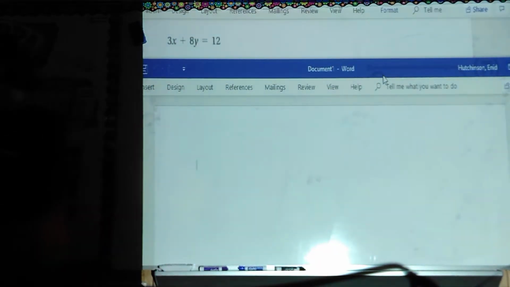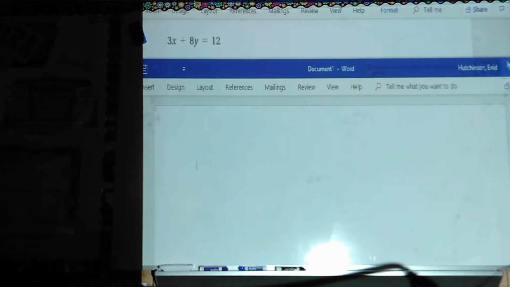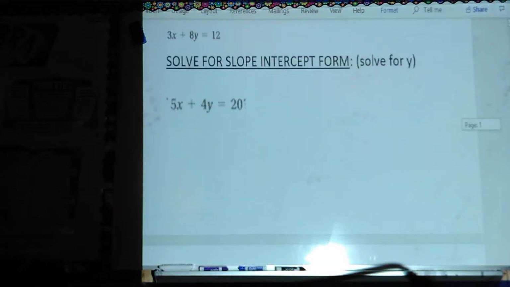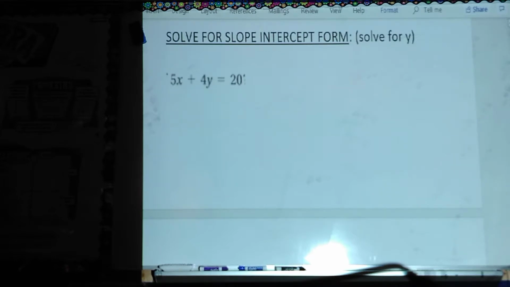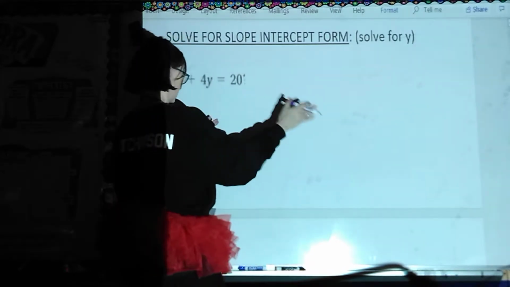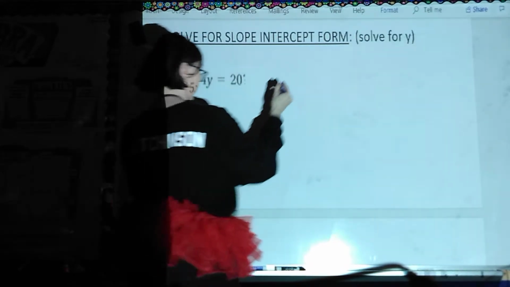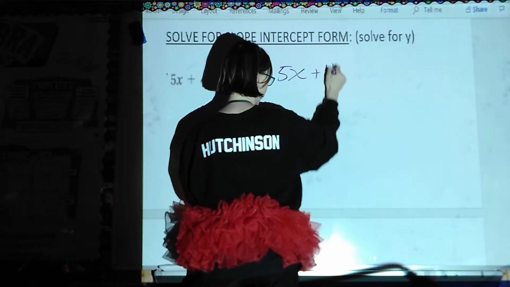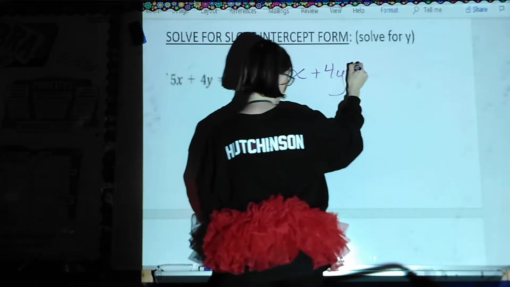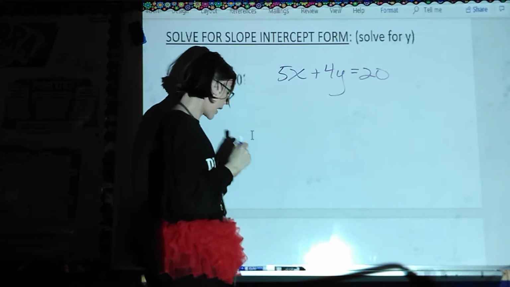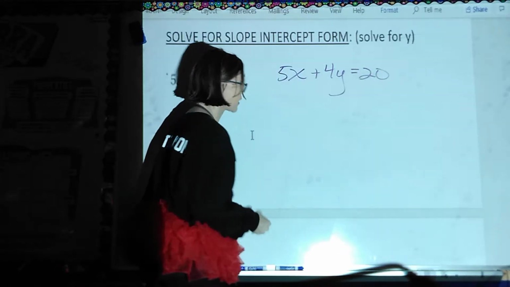Now, part 2. Part 2 is we are going to solve for slope-intercept form, solving for y. So here we go. Everyone go ahead and write. I'm going to rewrite it in the center because I want it more toward the center. 5x plus 4y equals 20.